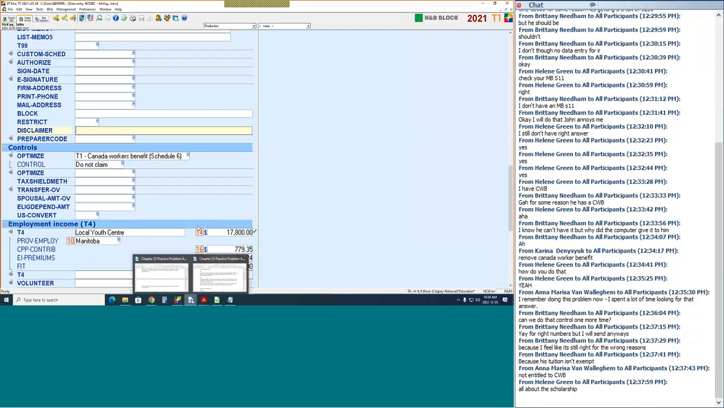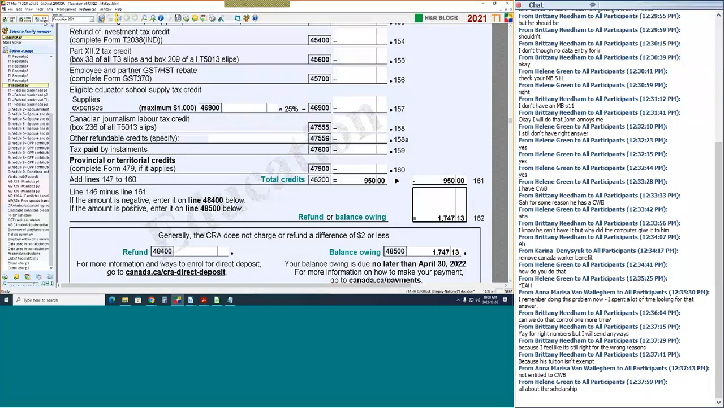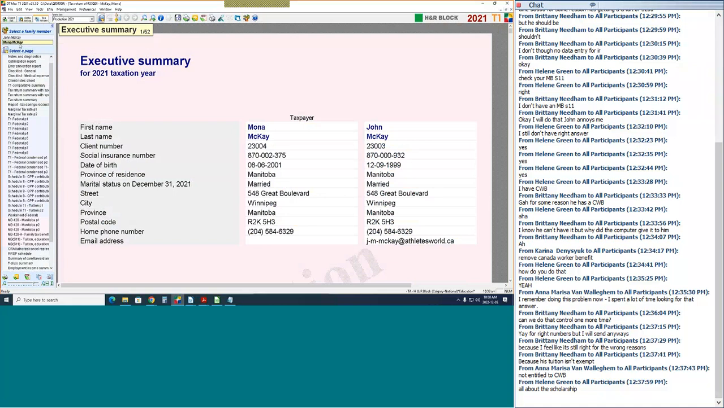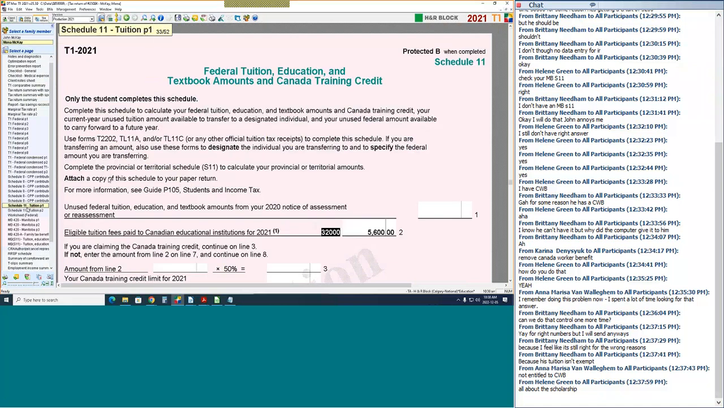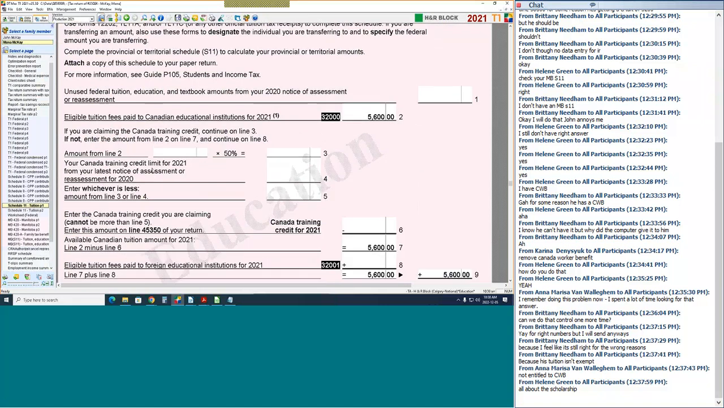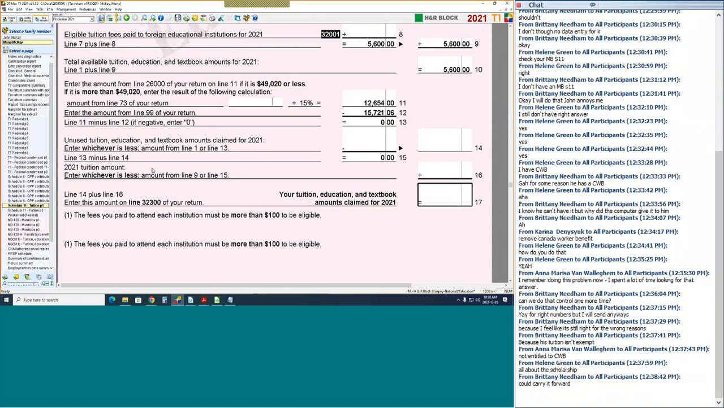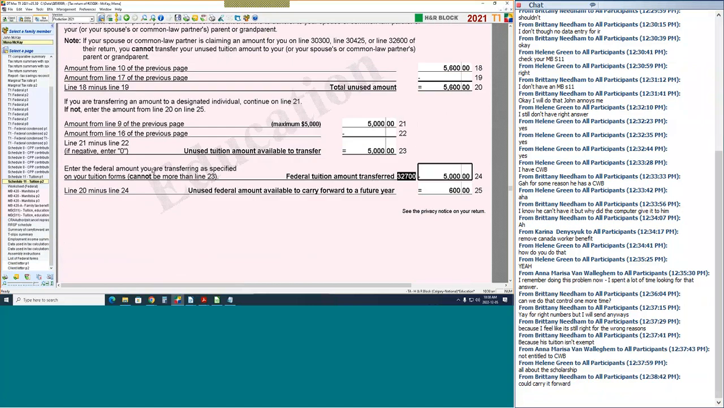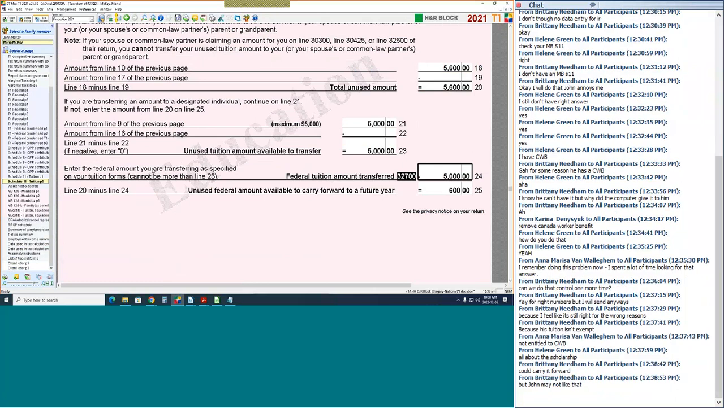Excellent. Now, my other question was, Mona has automatically transferred her tuition to John. What could she have done instead? They're joined, so the computer did it for us. We didn't ask it to, it just did it. She could carry it forward if she wants to. So she's giving up $5,000 of her own tuition credits to John. She might not want to do that.